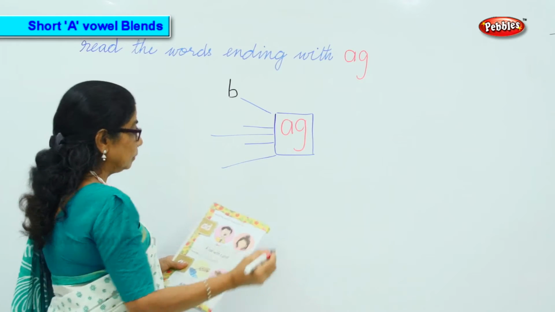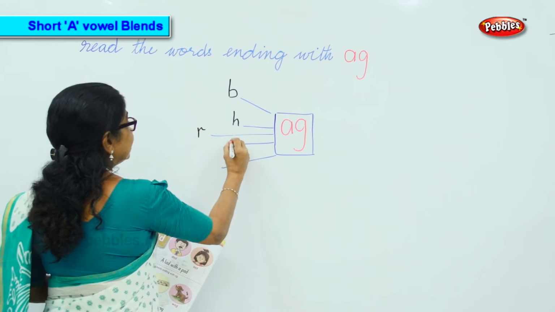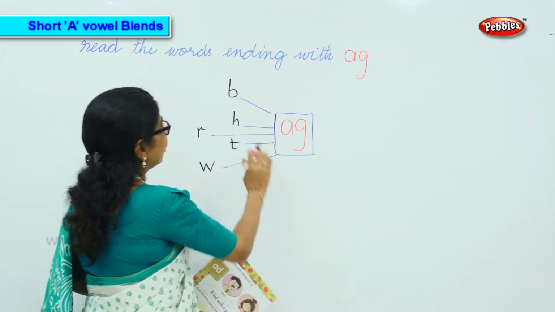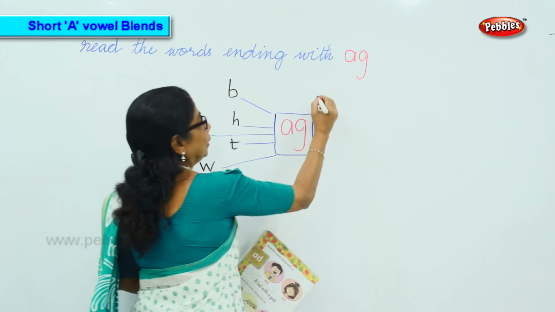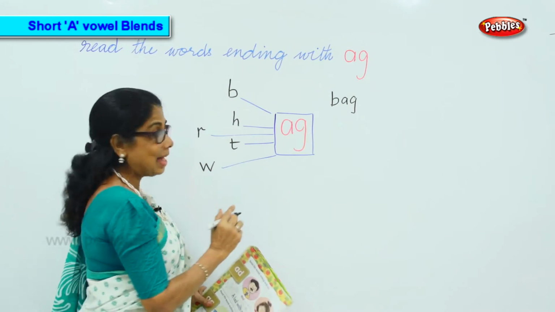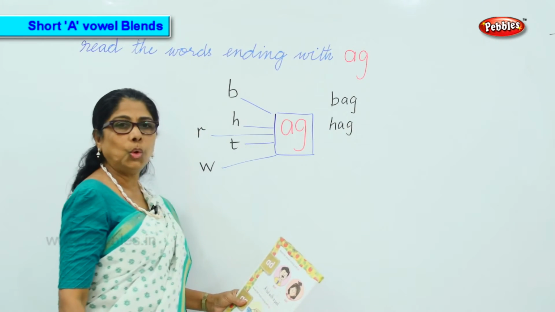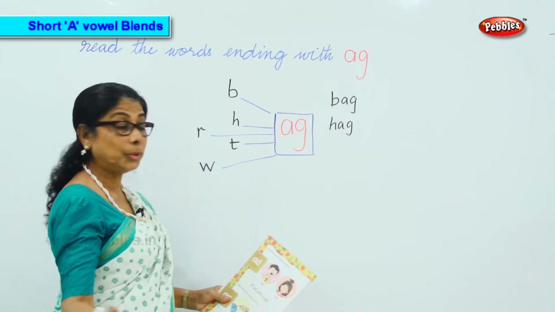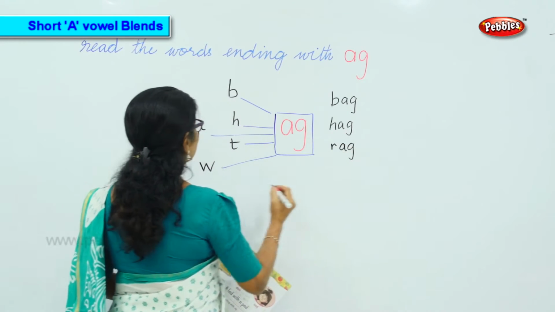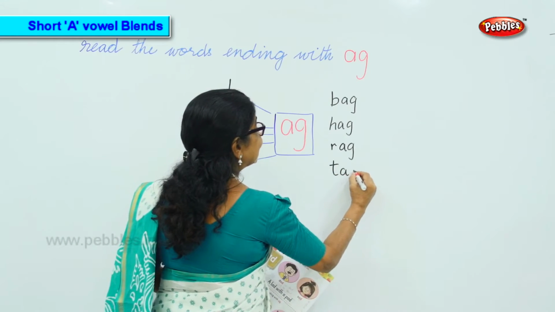B, you have H, then we have R, T, W. Okay, let's make the words now. Okay, B, we have bag, hag. If you're old, people say, oh, that's an old hag, old person. Rag. Ragging, calling names to children. Tag. For everything you buy, there is a tag.